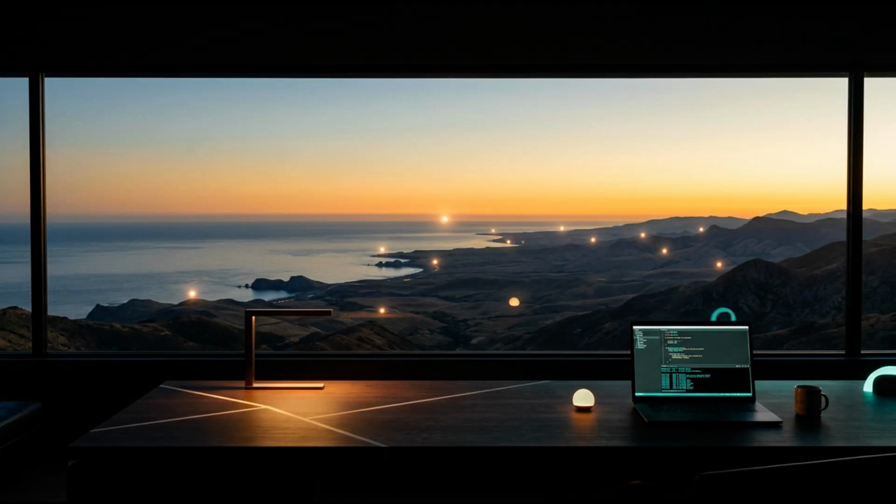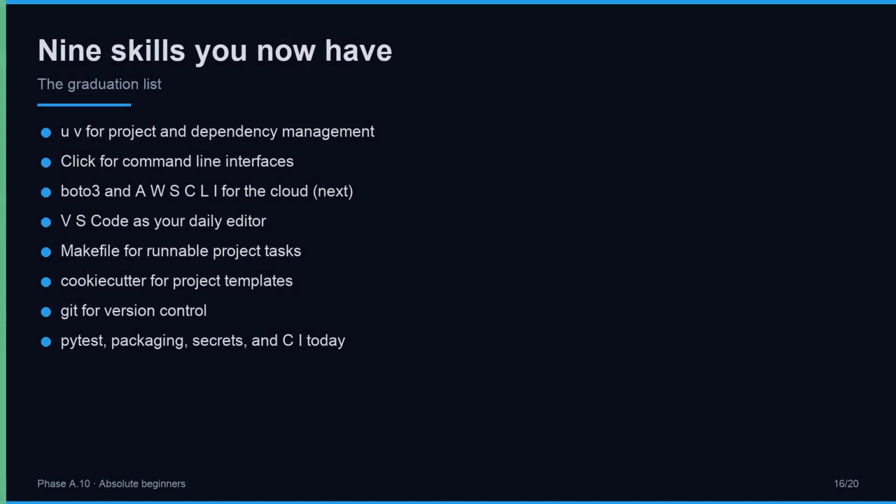Phase A was the foundation. The horizon ahead is wide, bright, and entirely yours. Count the skills you now own. You manage projects and dependencies with UV. You build command line interfaces with Click. You use VS Code as your editor. You write makefile targets for runnable tasks. You generate project scaffolds with Cookiecutter. You version your work with Git. And in this chapter you added tests, packaging, secrets handling, and continuous integration. The cloud skills, Boto3 and AWS CLI, are the natural next step. You have already earned the word developer.